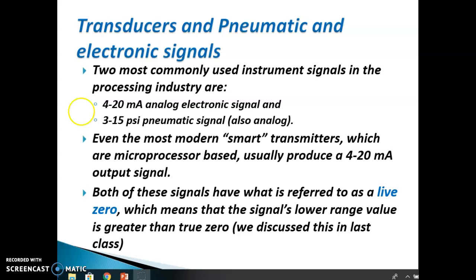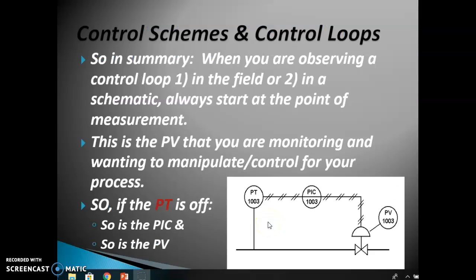Now, transducers and pneumatic electronic signals. Two of the most commonly used instrument signals in the processing industry are the 4 to 20 and the 3 to 15. Even the most modern smart transmitters, which are microprocessor based, usually give you a 4 to 20 output. So again, these signals have what we call the live 0, which we just talked about, which means the signal's low range value is greater than the true 0. Okay, so I just wanted to bring that up. And when you're doing your work, if you look at page 186, it goes into more detail again about the live 0 and why it's important.